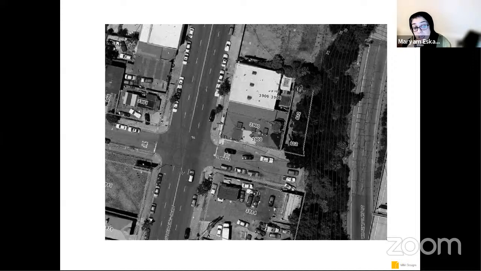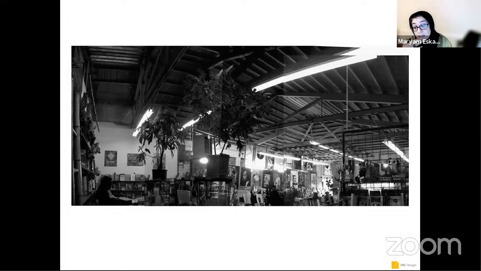We looked at the interior of the building and, like I mentioned, there's a lot of history, but it was also very beautiful. These exposed trusses, beams and studs were there for the tectonics of the building. And we wanted to keep that as much as we could.